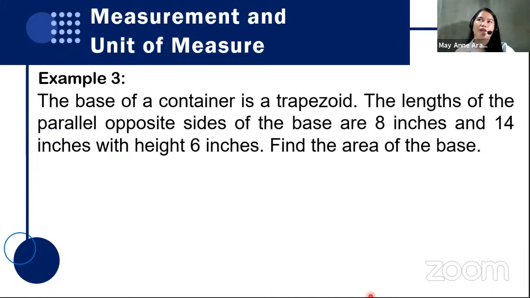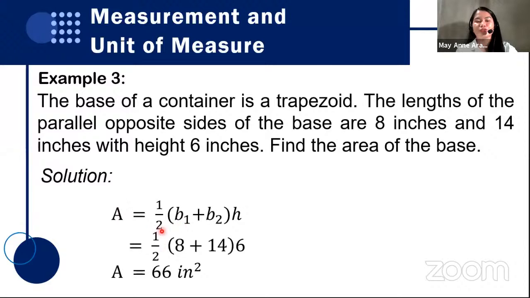1/2 times the sum of the length of the first base and the second base times height. We have the height, and we also have the length of the two bases. So just simply substitute the given to the formula. So you have 1/2 times 8 plus 14 times 6. Simplifying, you will get 66 square inches. And don't forget na kapag area, naka-square na yung inches, yung unit of measure.